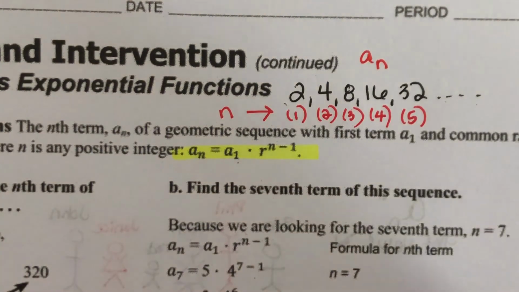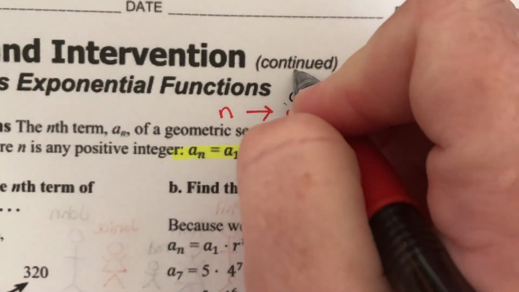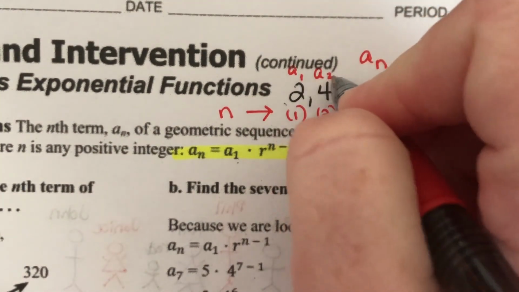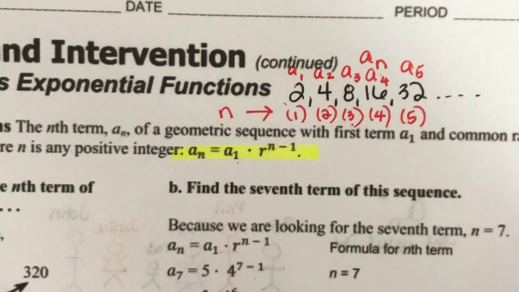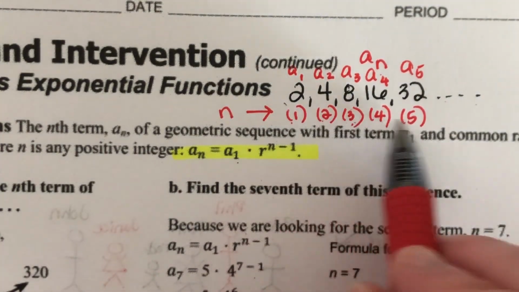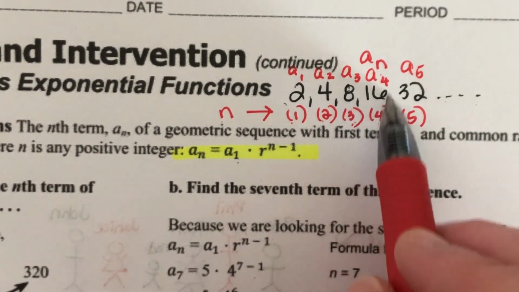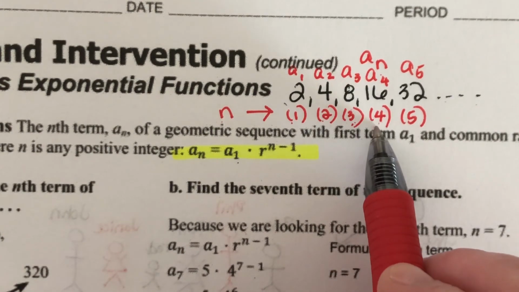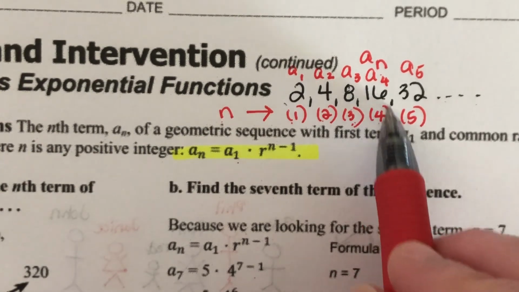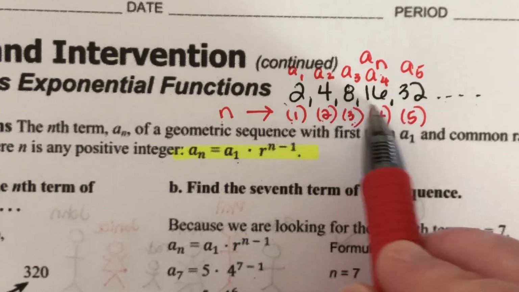So the third number in the sequence would be a with a little 3 under it, right? This would be a with a little 1. This would be a with a little 2. This would be a with a little 3. A with a little 4. A with a little 5. So the place it is in line is just n, right? What's the fourth number in line? 16. So if I'm talking about the fourth place in line, n is 4, and then that value, a sub 4, is the actual number, 16. A sub 4 equals 16, okay?